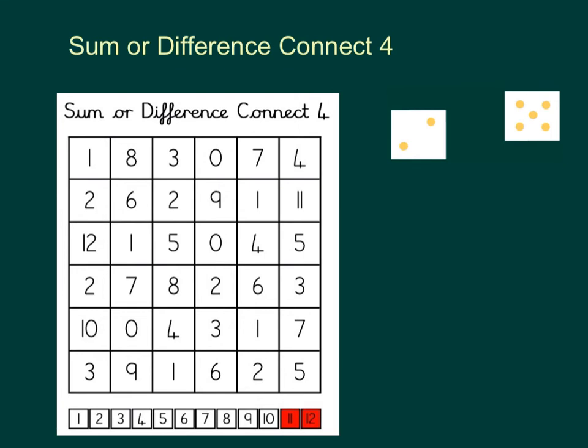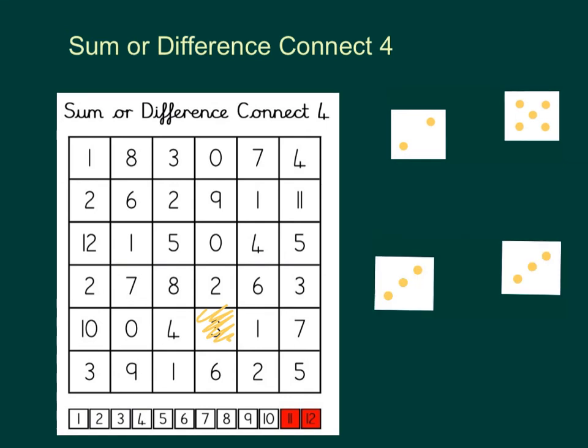Now, if you want an extra challenge, and you're feeling especially brave, you might have a go at Sum or Difference Connect 4. When you're playing Sum or Difference Connect 4, and you roll your dice, you can either choose a number which is the sum of the 2 dice. So you could cross off a 7, or you can think, no, I'm going to choose a number that's the difference between the 2 dice instead. So I could cross off a 3. I think this time I'm going to cross off the difference, which is the 3. And so I'm going to choose this 3.